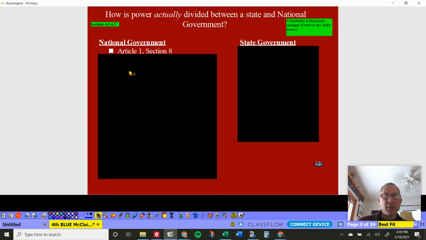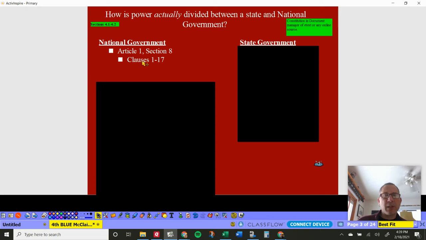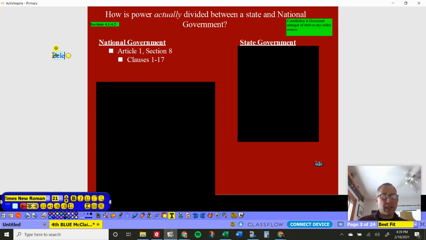So there are different types of powers in the Constitution. Article 1, Section 8 describes what are known as delegated powers. Delegated. And they use the word delegated on purpose. This all goes back to John Locke again. To delegate means to give out. And you might be saying, well, who gave Congress power? Well, first three words of the Constitution, we the people.